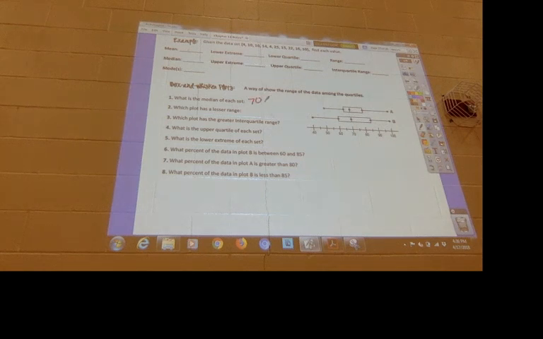70. What plot has a lesser range? What is range? Range is your greatest minus your least. So which one has the lesser range of value? The top one, A. Which plot has a greater interquartile range? What is interquartile? Your box, the box part of your plot. So which one has the greater one? B.